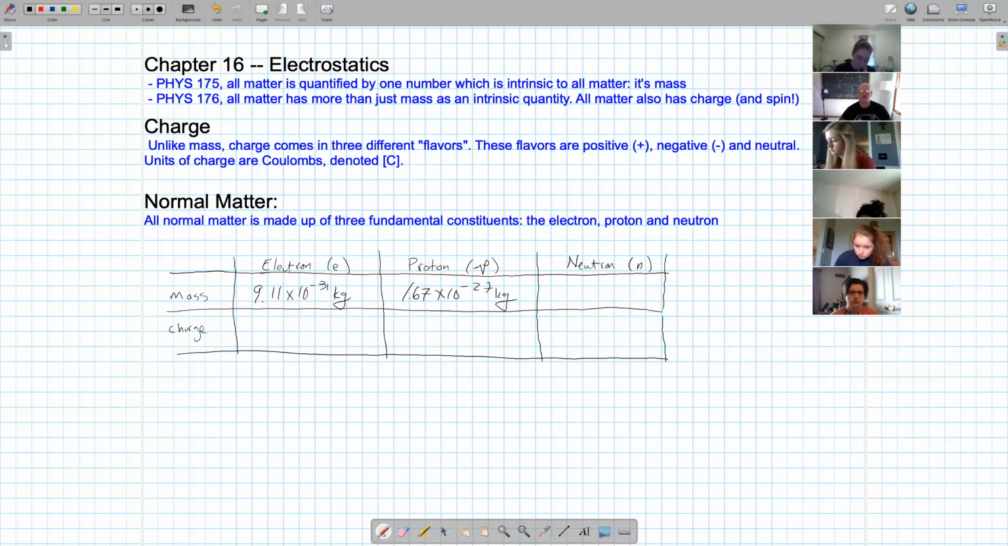And what about a neutron? Anybody remember the mass of a neutron? No. It's roughly the same as the proton. They're slightly different, but for the most part, they're the same. So it's about 1.67 times 10 to the minus 27 kilograms. So this is a neutron. So what about the charge? Anybody remember the charge of an electron?